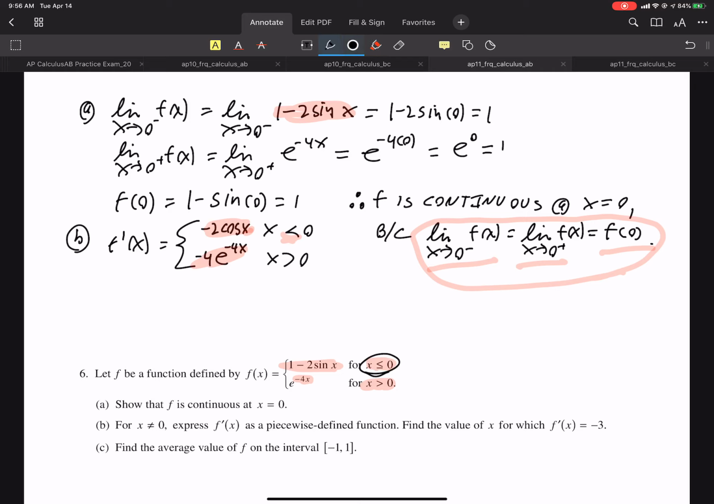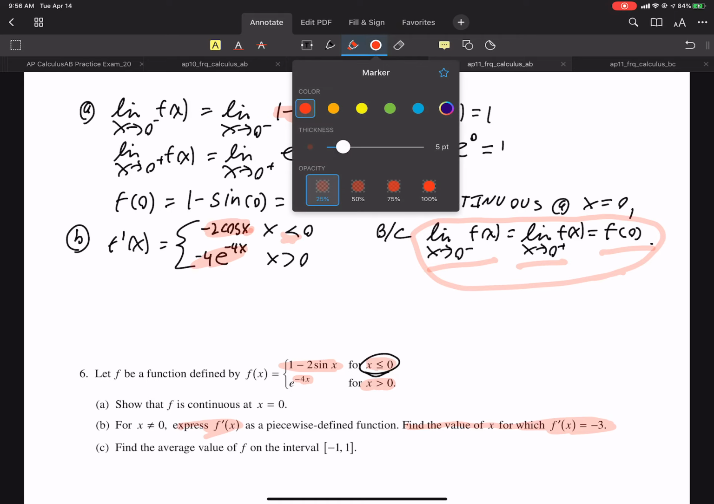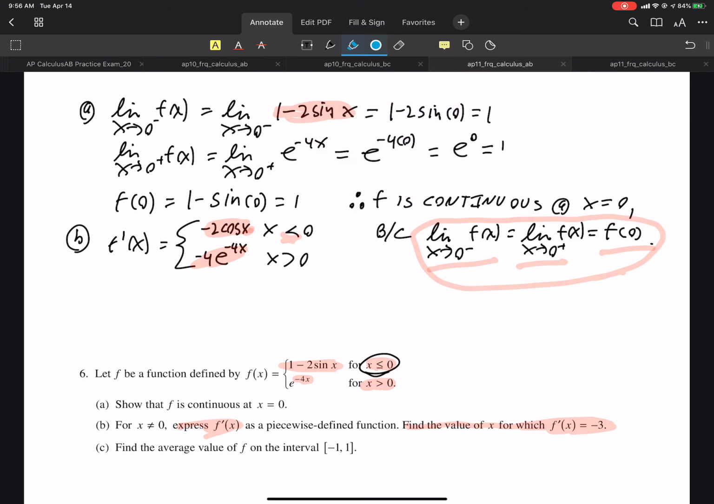All right, we're not done. Again, always reread the question. So we did that part. Now we have to find the value for which the derivative is negative 3. All right, let's take a look at this. So this is the derivative.